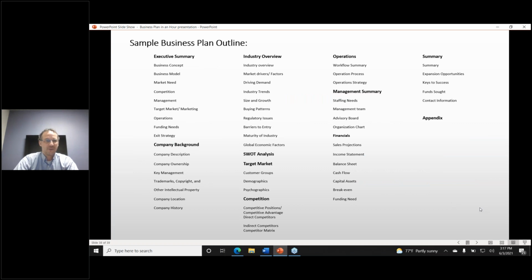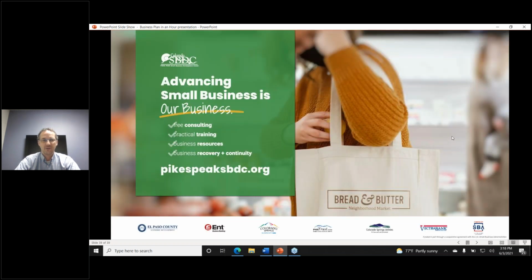So while we went through a very simplified business plan in an hour, this is what a sample business plan outline looks like. You're going to have an executive summary with all of those sections, company background with all of those sections, industry overview, SWOT analysis, target market, competition, operations, management summary, your financials, a summary of everything that you put in there, and an appendix of anything else that you want to include.